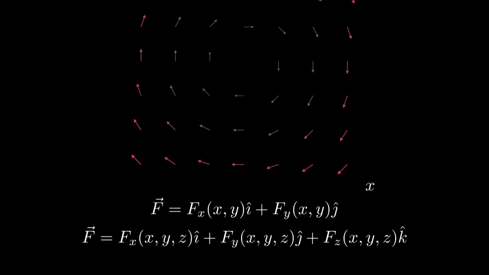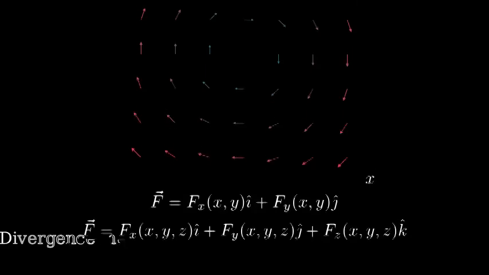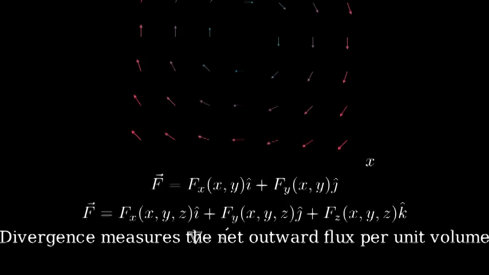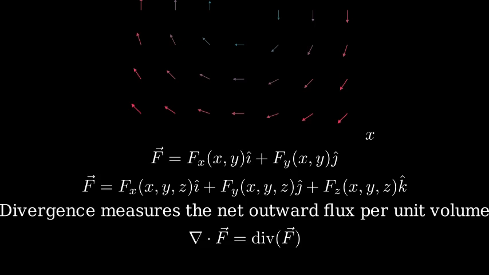Now, let's introduce the concept of divergence. The divergence of a vector field, denoted as div F or del dot F, measures the net flow of the field out of a small region around each point. Mathematically, the divergence uses the del operator, which is represented by this upside-down triangle symbol. The divergence is calculated as the dot product of del with the vector field F.